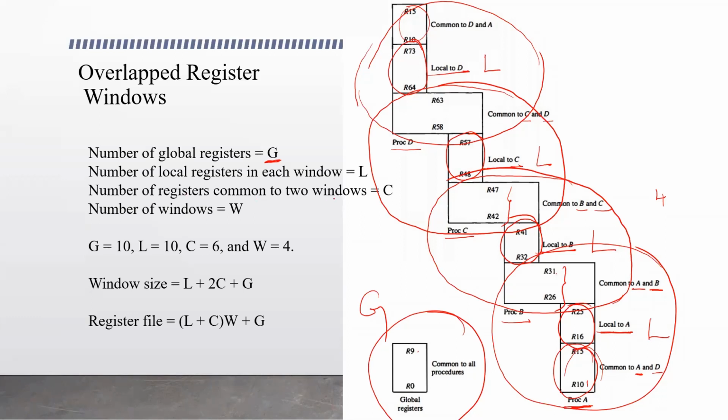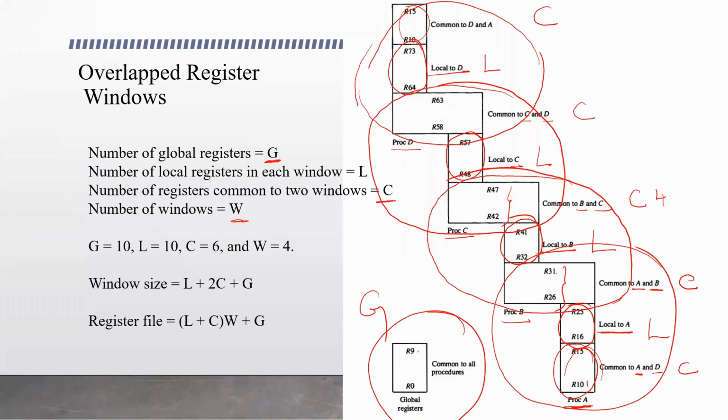And the number of registers common to 2 windows is denoted here as C. This is a set of common registers, and here we have another set of common registers, common to A and B, and this one, common to A and D. Together they form one set of registers, R10 to R15. And the number of windows is denoted here as W.